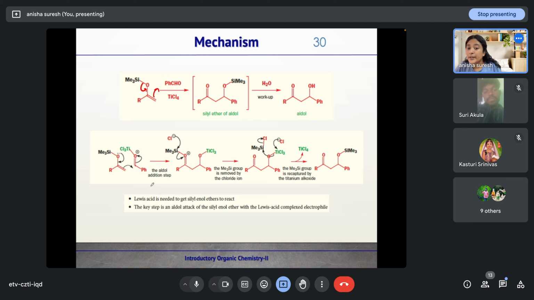One important factor is the Lewis acid. Here TiCl4 is the Lewis acid that we are using, and it is needed to get silyl enol ethers to react. The key step is an aldol attack of the silyl enol ether on the Lewis acid complexed electrophile. So this is the key step that is taking place, the aldol addition step. Okay, is the mechanism clear?